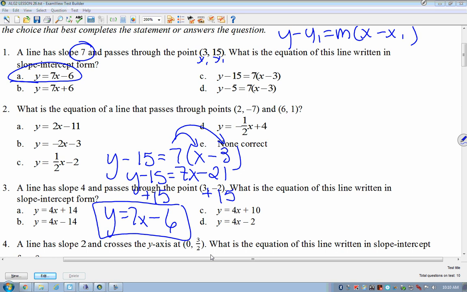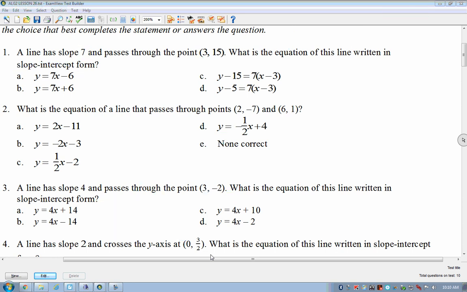Now, I'm going to try a different method just in case it works for you, okay? If you struggle with this, just so you have something as a backup. All right, so we got y equals 7x minus 6. I'm going to go ahead and circle this. And what I'm going to do is say, well, I know that my y is 15. I know that my slope is 7. I know that my x is 3, and the only thing I don't know is my y-intercept.